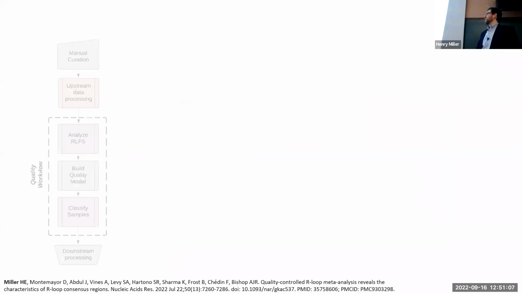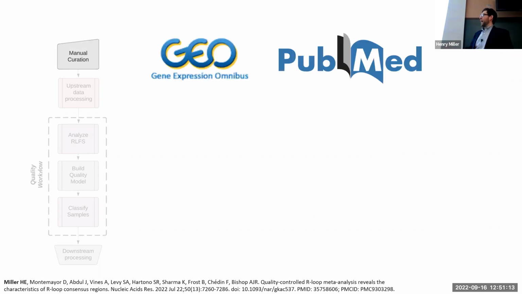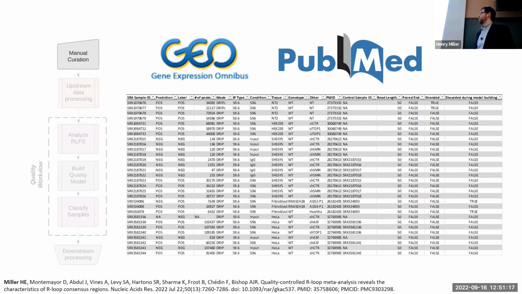Okay, so in this study, I began by manually curating the R loop mapping data sets using sources such as GEO and PubMed. This is a screenshot of the Excel spreadsheet in which I curated the data, and there are about 810 entries in total.